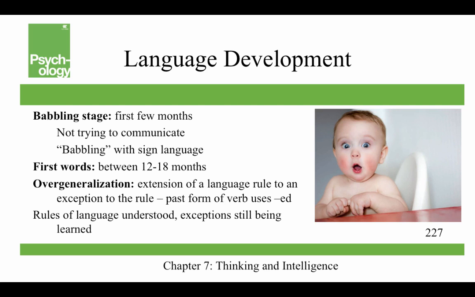Overgeneralization, this is something that children do too. This is the extension of a language rule to an exception to the rule. And so, for example, past forms of verbs usually use ed. So you work, but you worked. So there's an ed at the end.